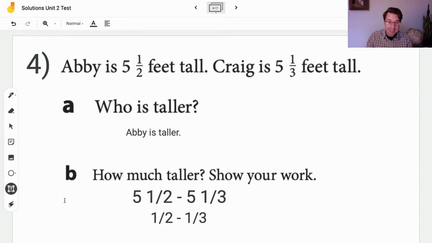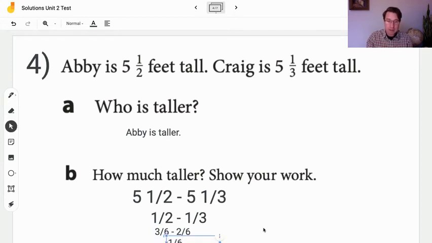Now let's rewrite it as sixths. 2 times 3 is 6. 3 times 1 is 3. 3/6 minus 2 times 3 is 6. 2 times 1 is 2. 2/6. And that is going to get you your answer of 1/6.